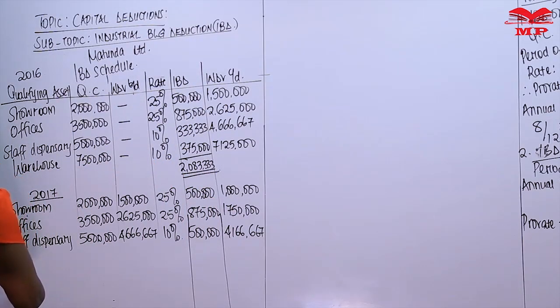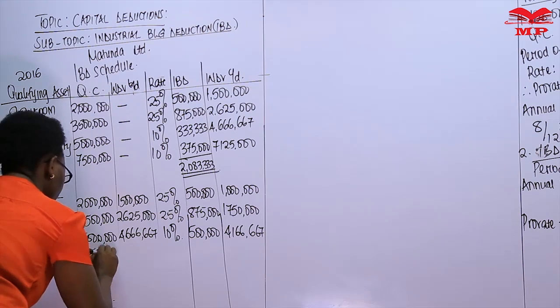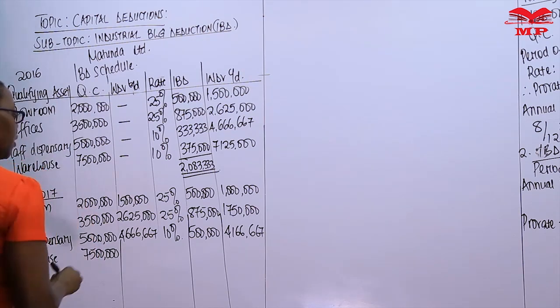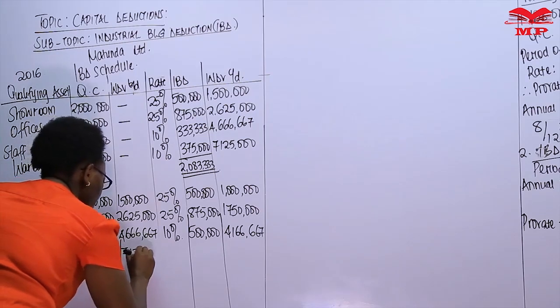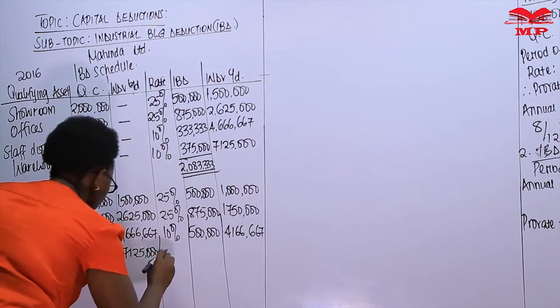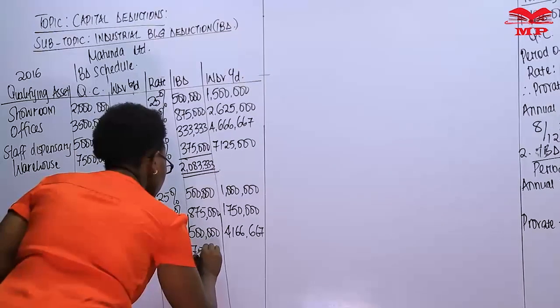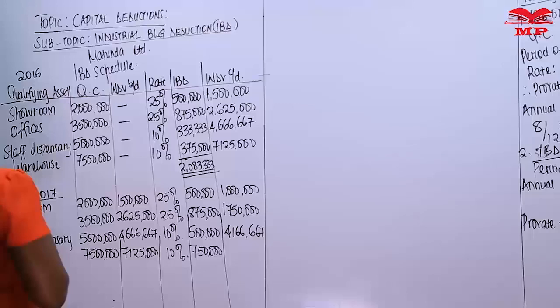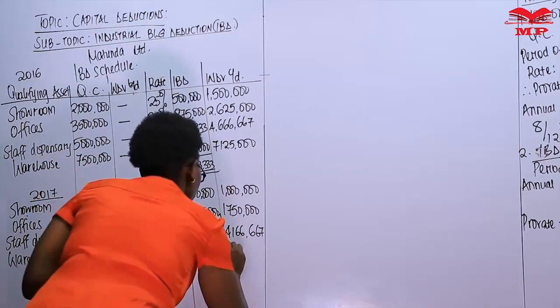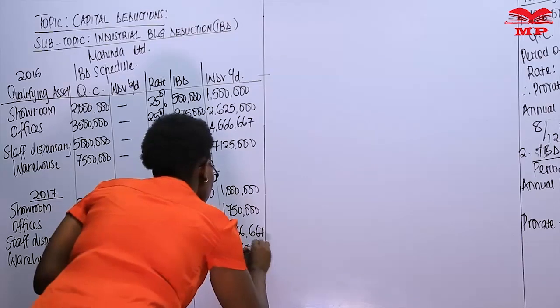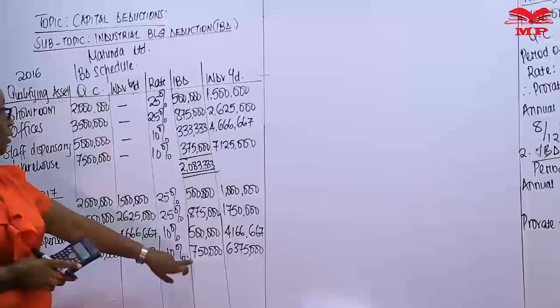Then we claim on the warehouse. Warehouse qualifying cost was 7.5 million. We claimed, and what was remaining was 7,125,000. We are claiming at 10%. So again, we claim 7.5 million times 10%. That is 750,000. And the remaining amount is 7,125,000 minus 750,000, which is 6,375,000.